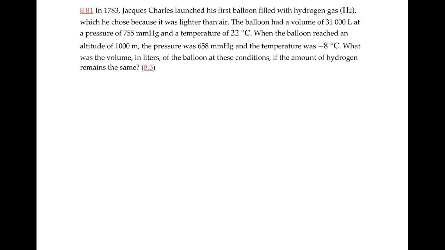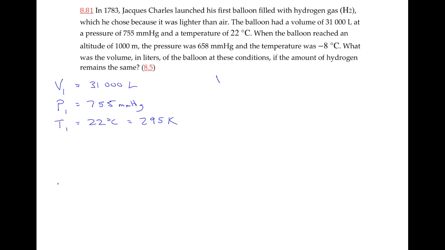So where I would start is writing down everything that I know. I know that the initial volume of this balloon is 31,000 liters. Again, that's only 2 sig figs because there's no decimal in there. The initial pressure is 755 millimeters of mercury. The initial temperature is 22 degrees Celsius. If I add 273 to that, I can convert that to Kelvin, so it's 295 Kelvin.